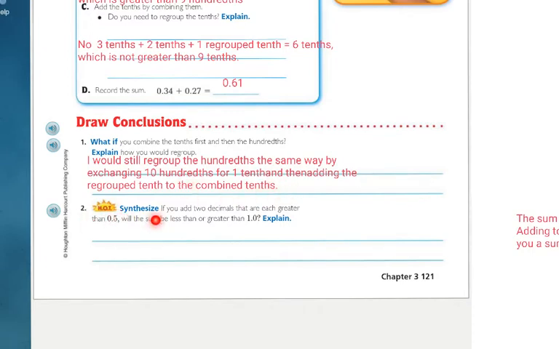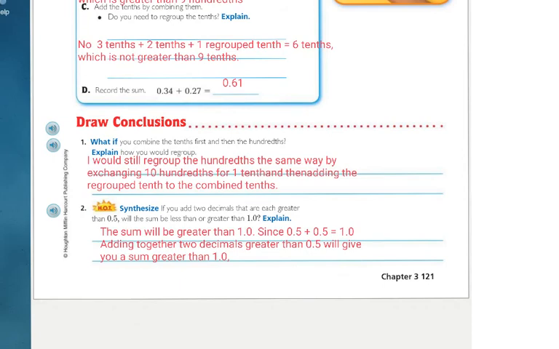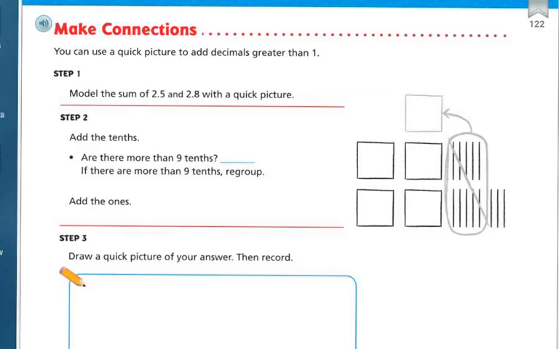So the hot problem, synthesize. If you add two decimals that are each greater than 5/10, will the sum be less than or greater than 1? So let's explain. The sum will be greater than 1 since 5/10 and 5/10 equals 1. Adding together two decimals that are greater than 5/10 will give you a sum that's going to be greater than 1. Make connections. You can use a quick picture to add decimals greater than 1.